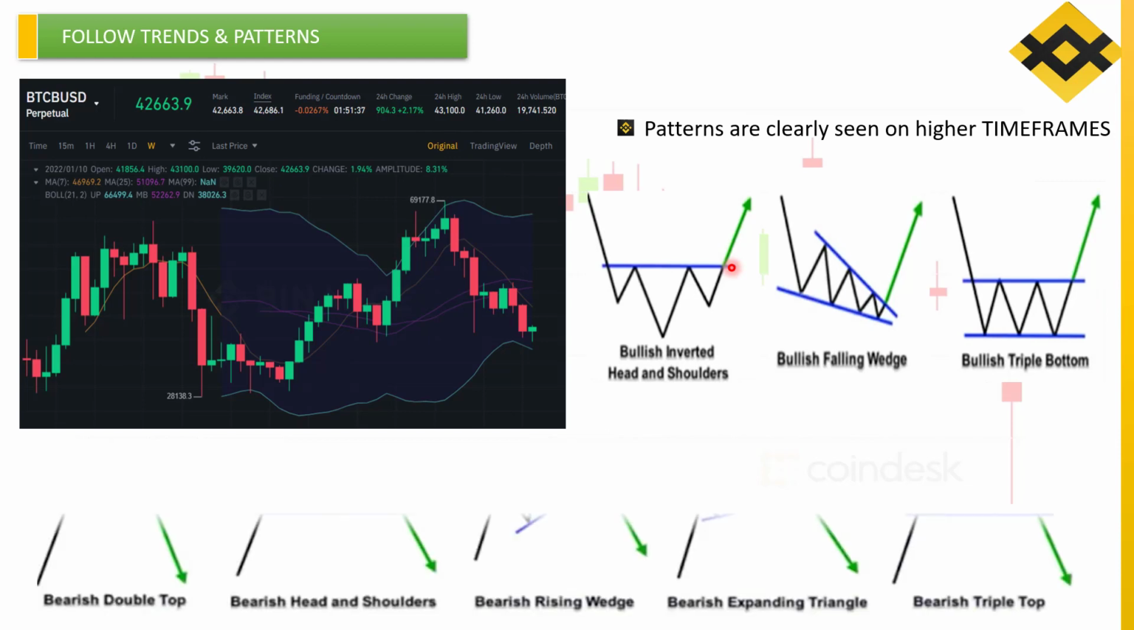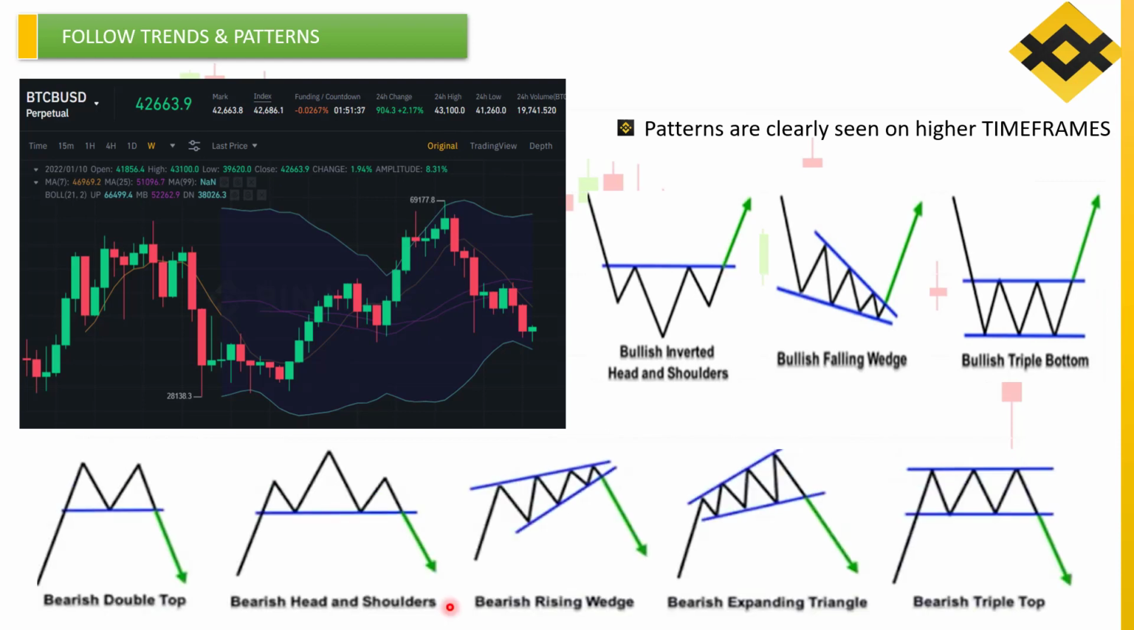However, there are other charts showing a bearish curve. Just the way we have the bearish head and shoulders, we have the bullish inverted head and shoulders. So this case is telling you BTC is about to go bullish, and this is about to tell you BTC is about to crash.